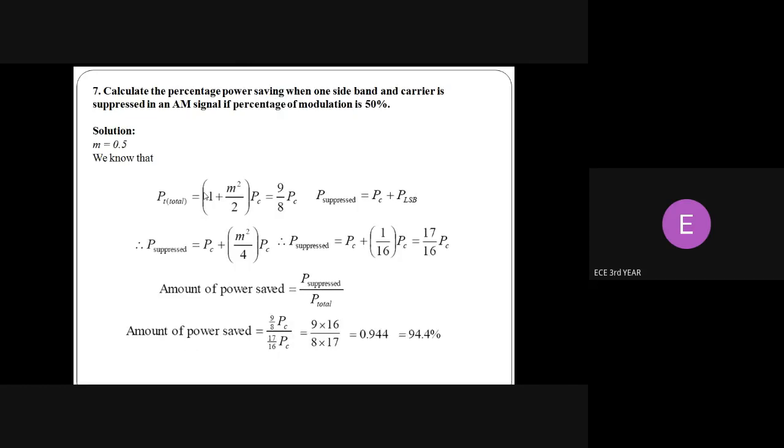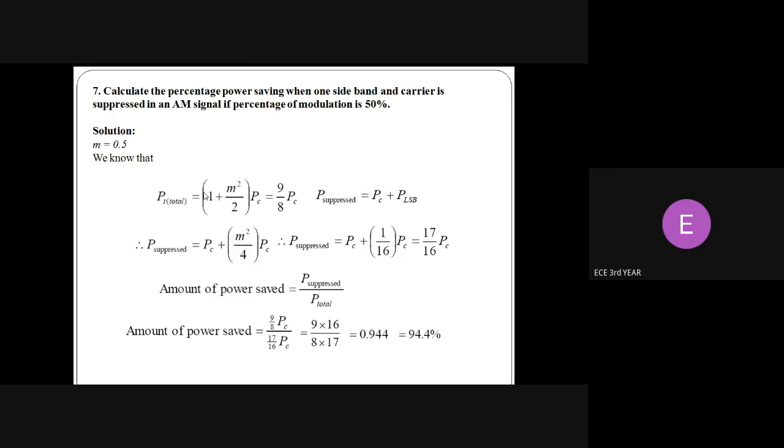In this problem also we're going to see about the same. Calculate the percentage of power saving when one sideband and the carrier is suppressed in an AM signal. Okay, just read out the question and understand what they have been asking. Calculate the percentage of power saving. So we want to calculate the power saving where one sideband, either it may be an upper sideband or maybe a lower sideband, is suppressed.